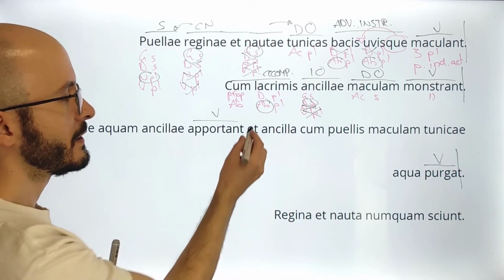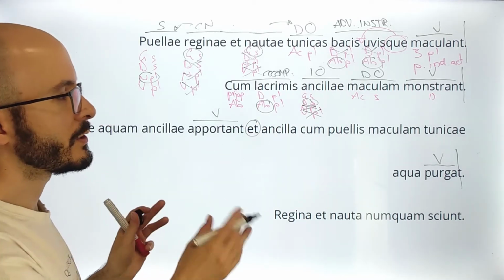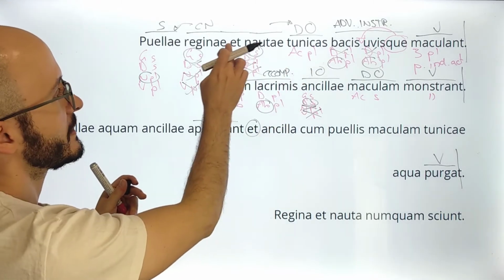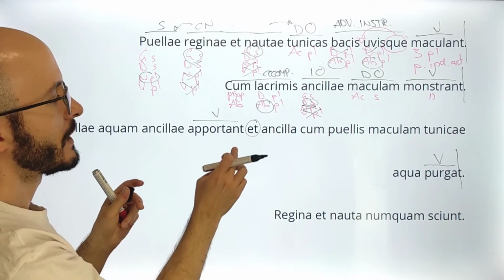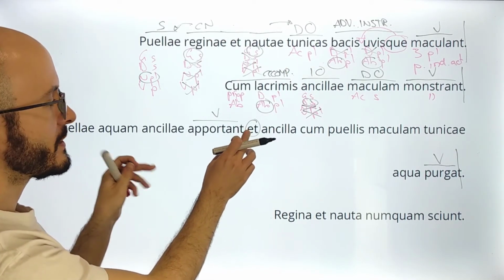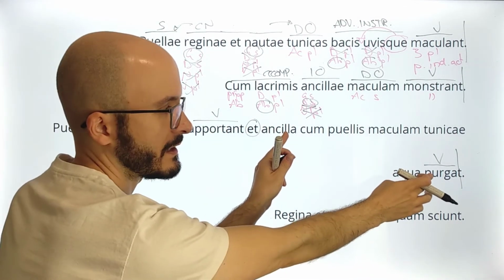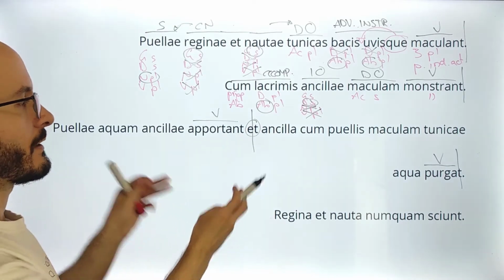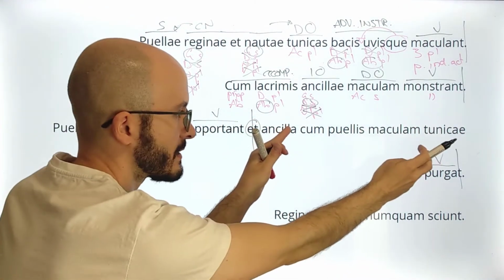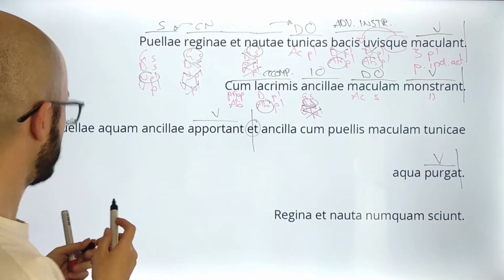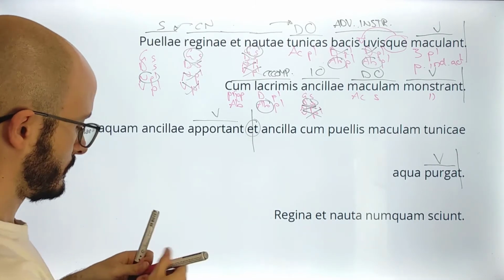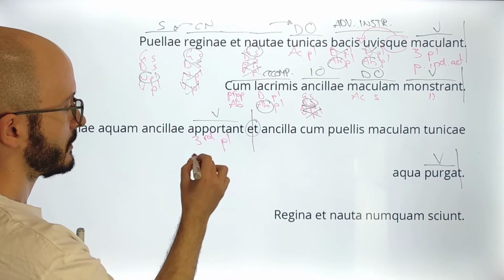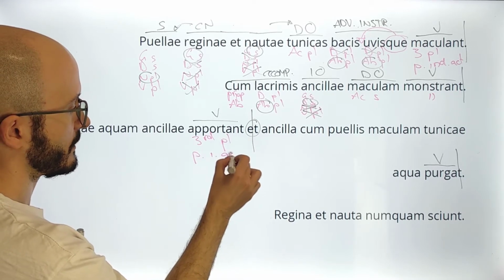Because here we just have this et, which is just joining, just like here, this is joining this with this. This et joins this sentence with this sentence. So actually, again, we could do one sentence here, one sentence here, no problem. So, third person plural, present indicative active.